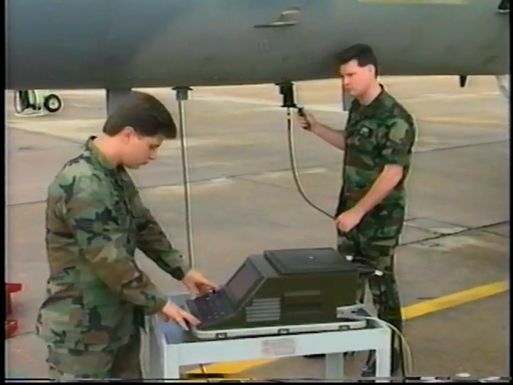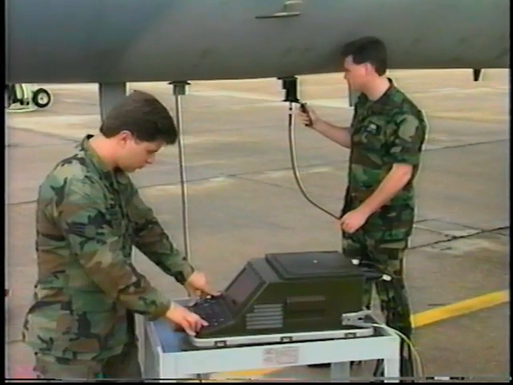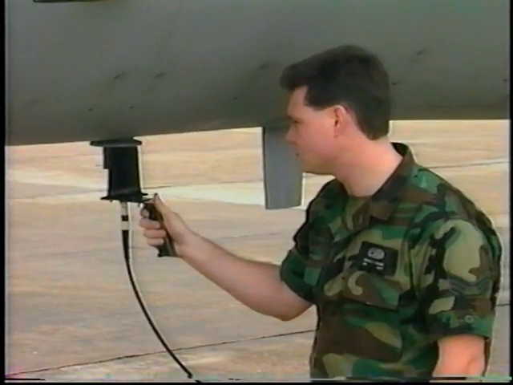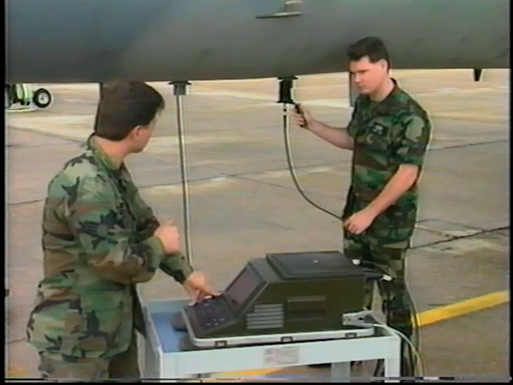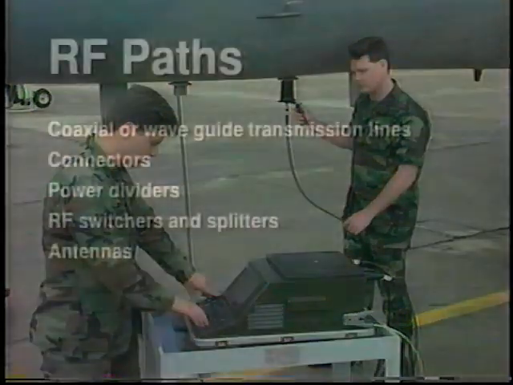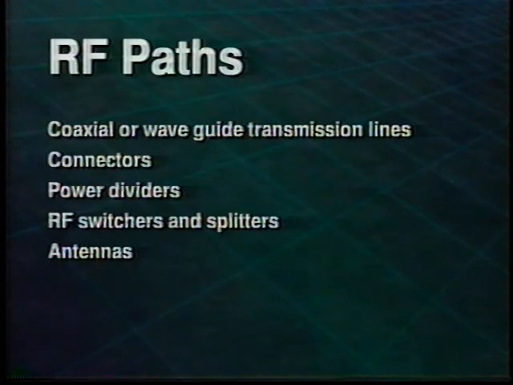This frequency domain reflectometer, called RFTLTS, performs functional testing of RF paths between 10 MHz and 18 GHz with an available frequency extender to 26.5 GHz. RF paths include individual coaxial and/or waveguide transmission lines, connectors, power dividers, RF switches and splitters, and antennas.